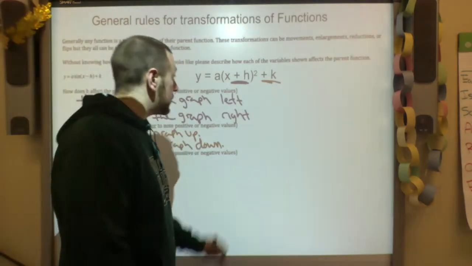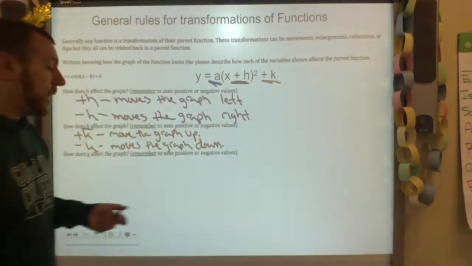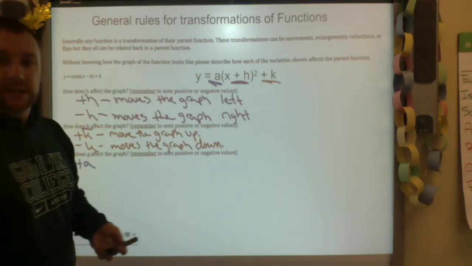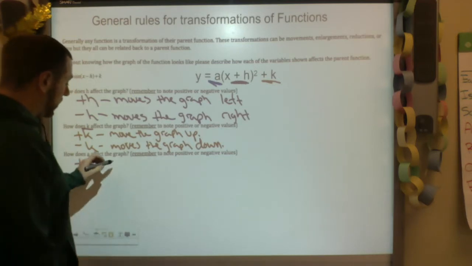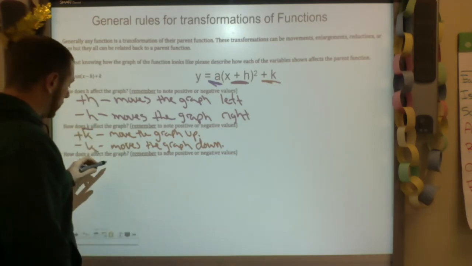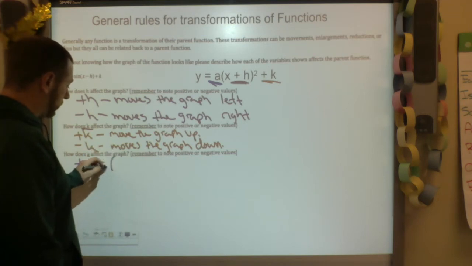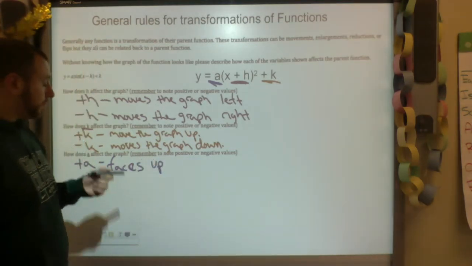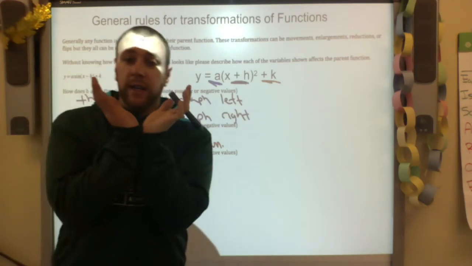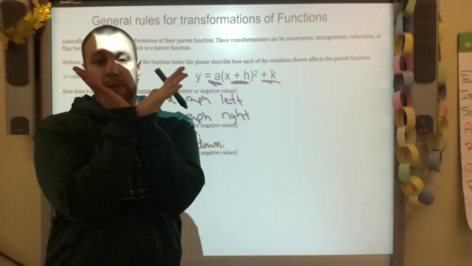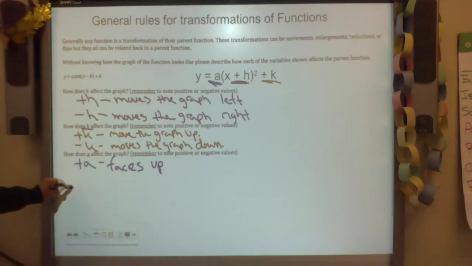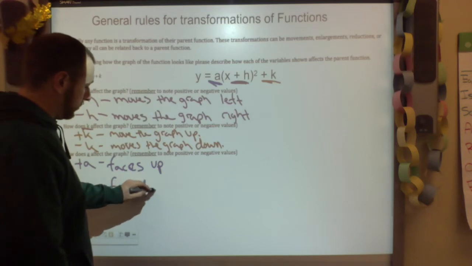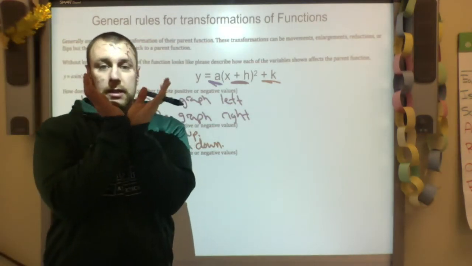The tricky one becomes the a. If the a is positive, it opens up. If it's a positive a, you're never going to see a plus a. But if it's a positive a, the graph faces up. That means if it's a quadratic, it's going to open up like this. If it's absolute value, it's going to open up like this. If it's a negative a, it's going to face down, meaning it's going to flip.